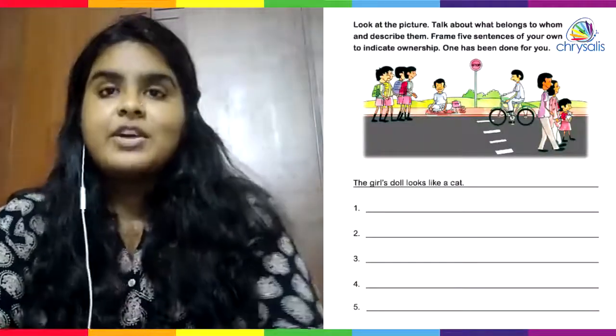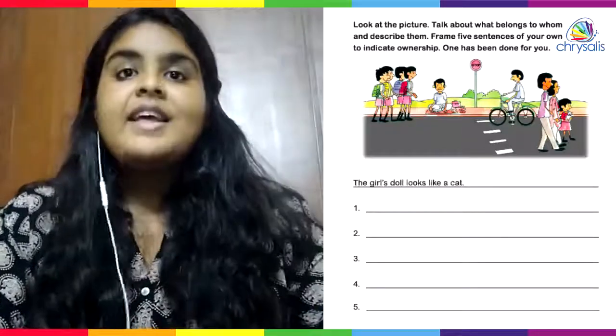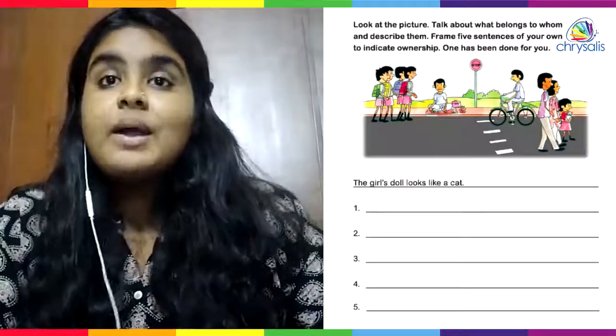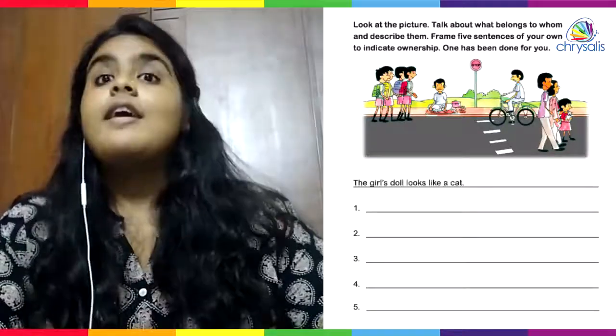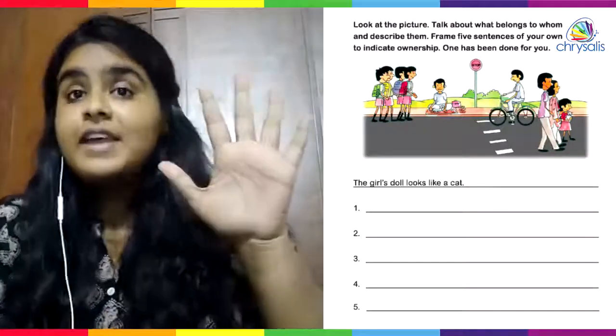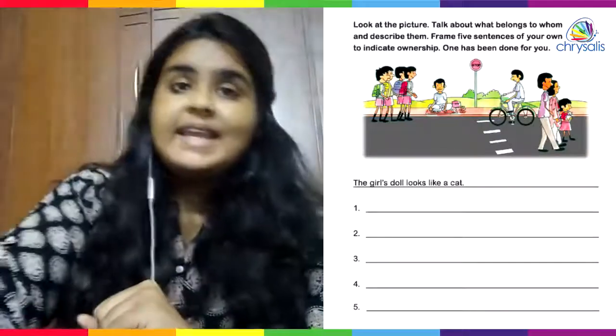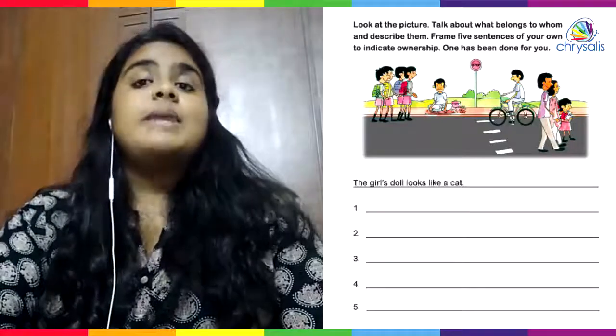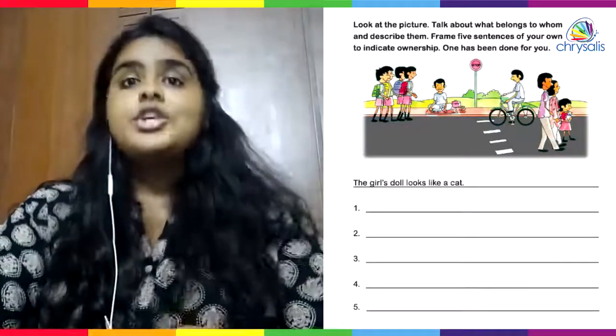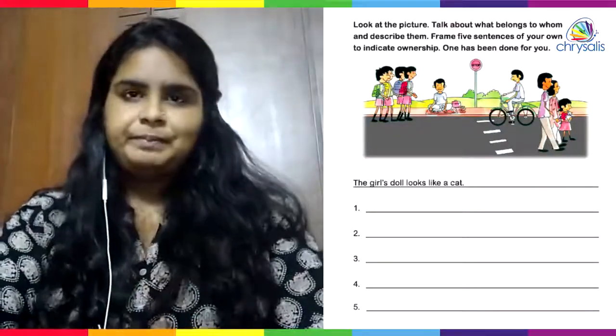I will read out the instructions for you. Okay? Look at the picture. Talk about what belongs to whom and describe them. After that, you have to frame 5 sentences of your own to indicate ownership. Children, you will have to frame sentences of your own showing ownership based on this picture.